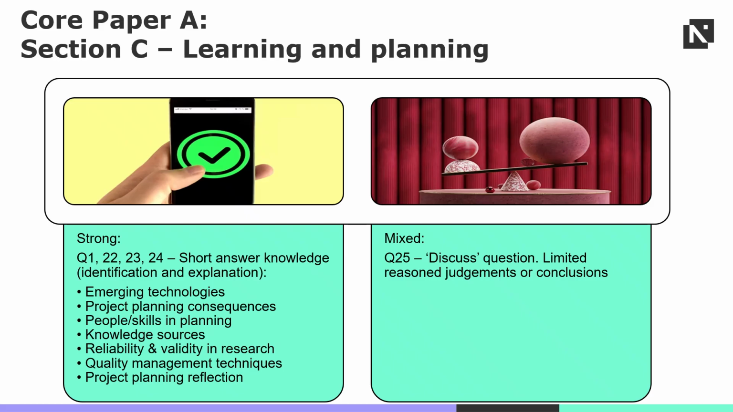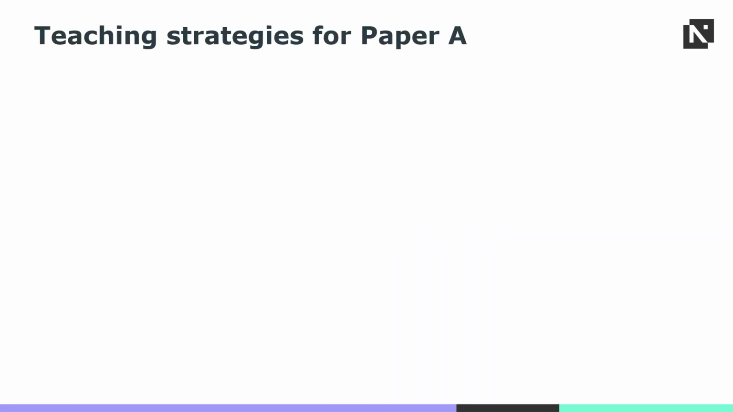In terms of the mixed responses and areas for development, this was mainly around question 25, which was design thinking. It was a discuss style question and many students failed to give reasons, judgments or conclusions. So based on those areas for development that we've discussed, we're going to look at some teaching strategies to support with teaching the elements for core paper A.